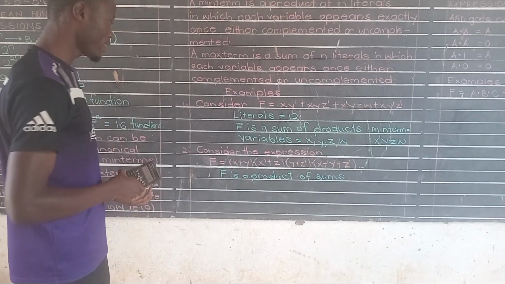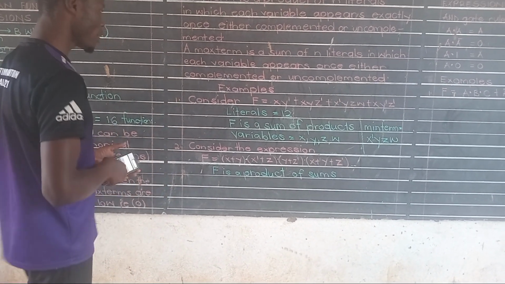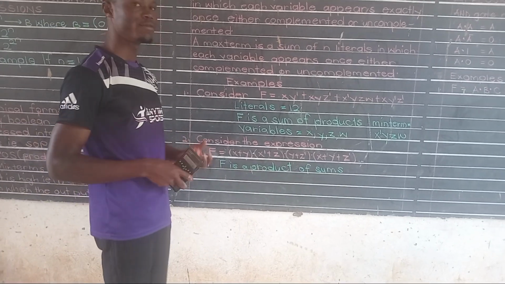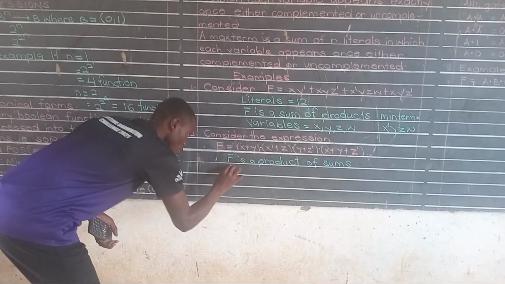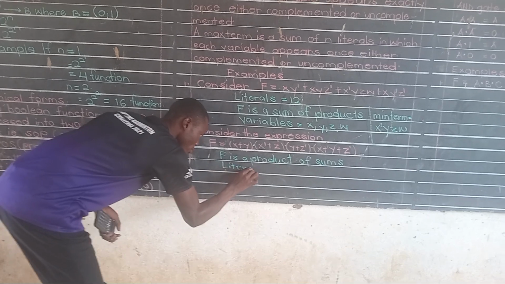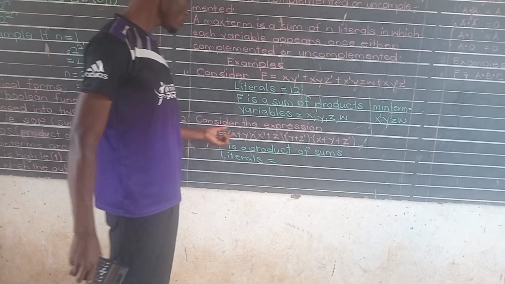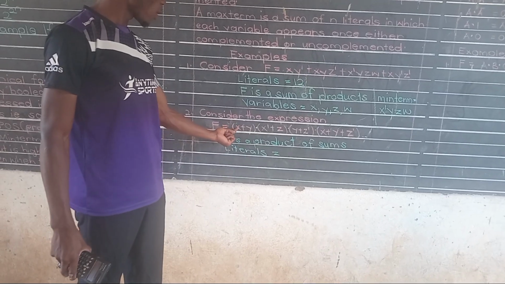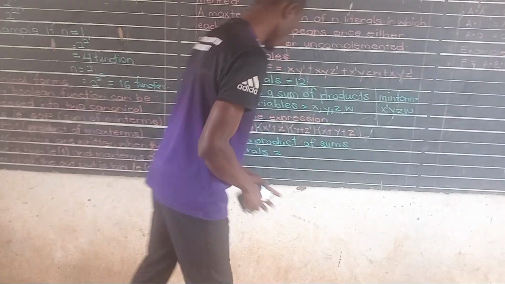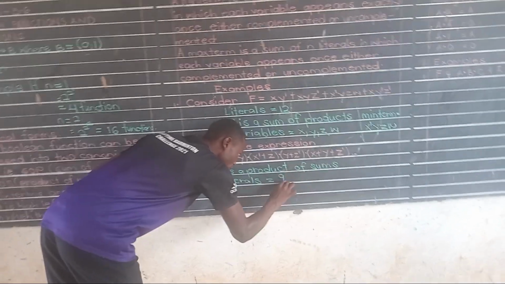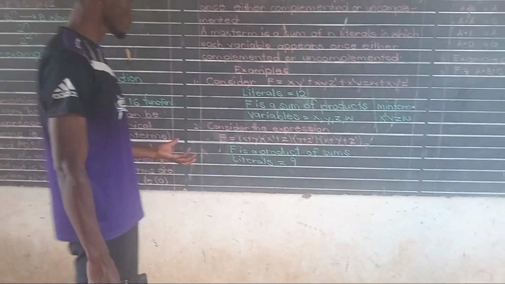What else can I identify from this problem? I can get the literals. Remember, we said the literals are just the variables in each term. How many literals do I have? I have 1, 2, 3, 4, 5, 6, 7, 8, 9. So I have 9 literals there.